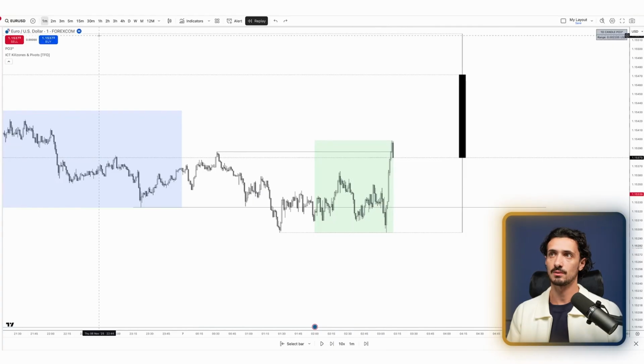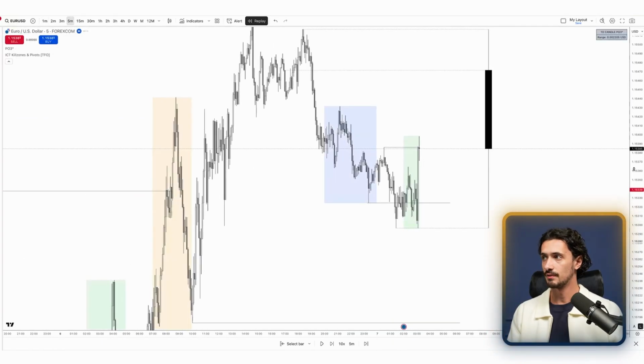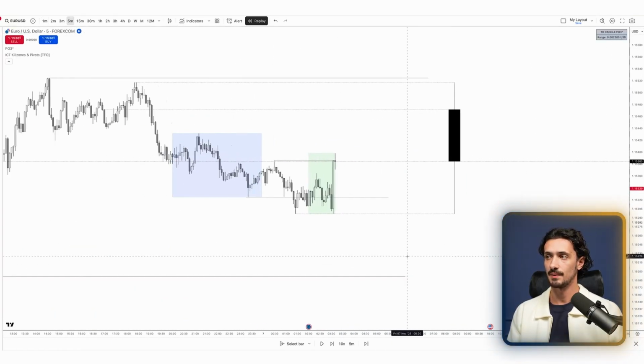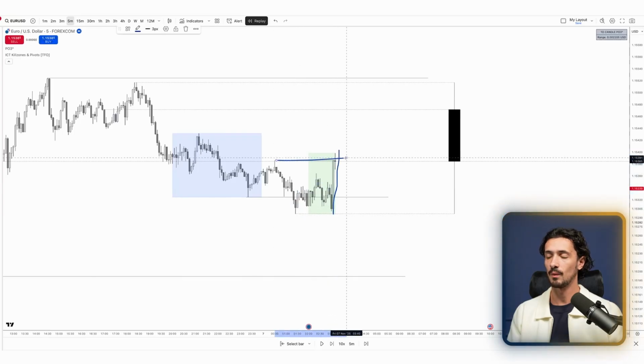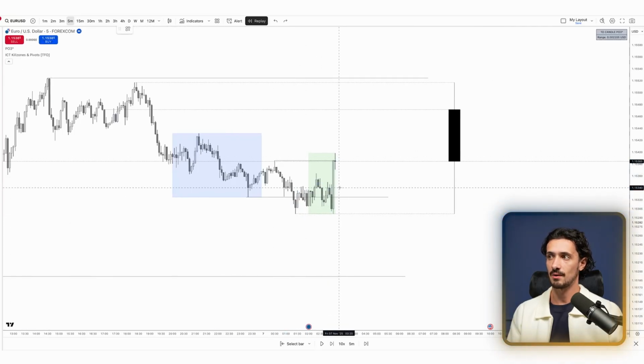So that's my confirmation. How do I enter the market? Very simple. 5 minute time frame. You can see here, right? Massive absorption of sellers. Sellers try to push price down. They're trying to push price down. Buyers are defending this level. Buyers clearly outweigh sellers. Then it becomes a case of how can I get 5R?